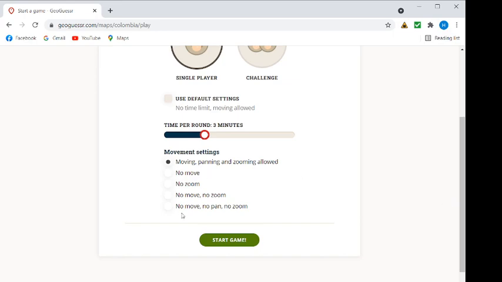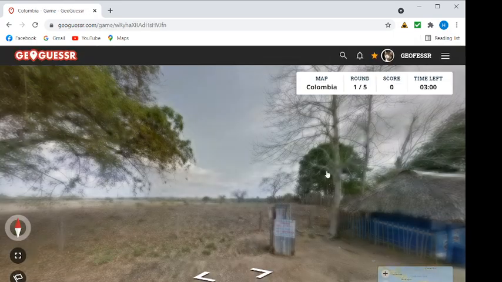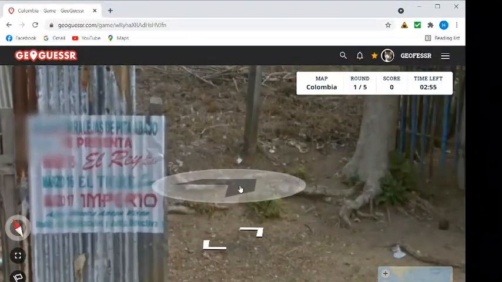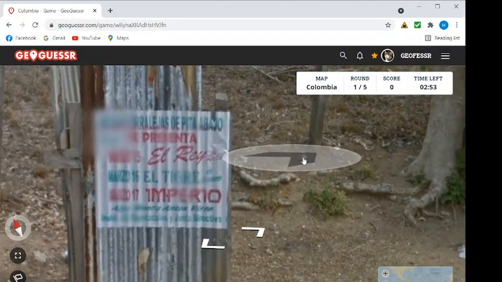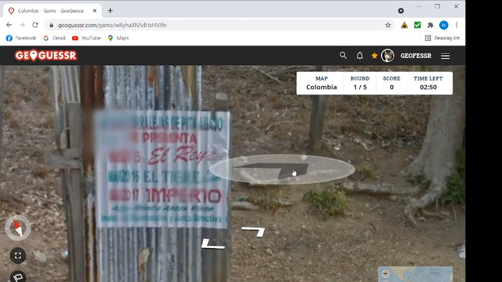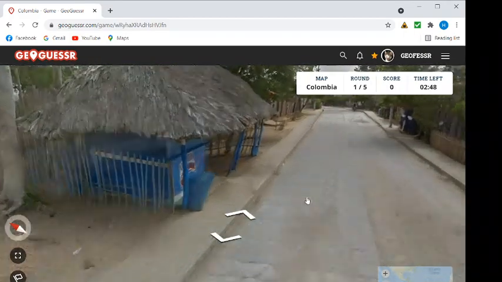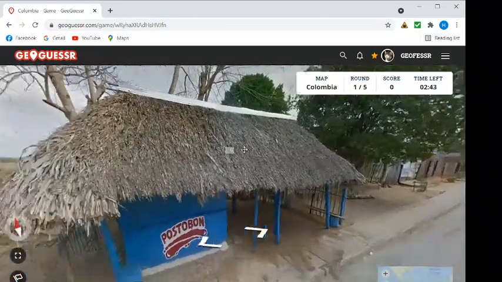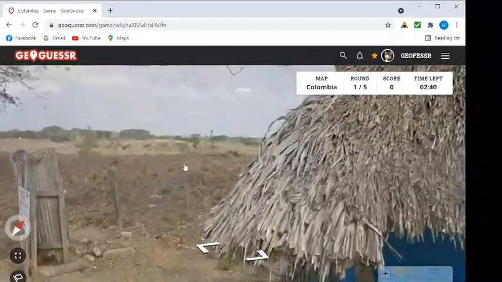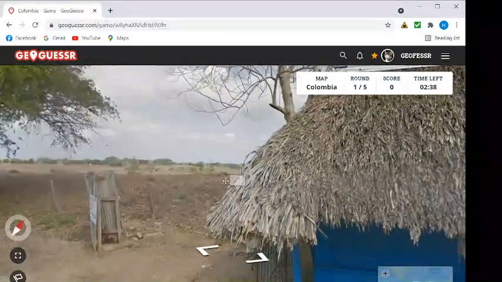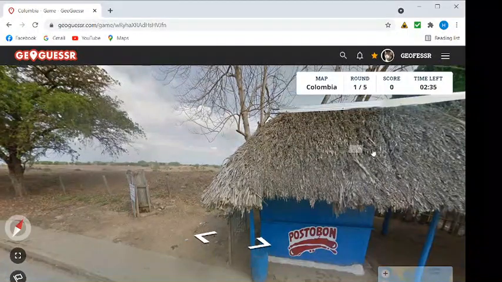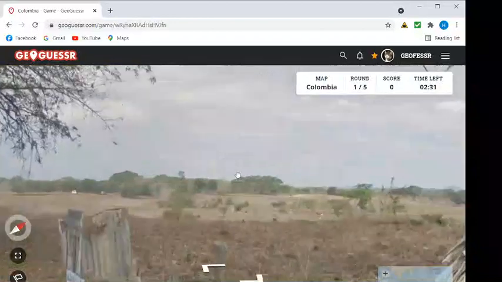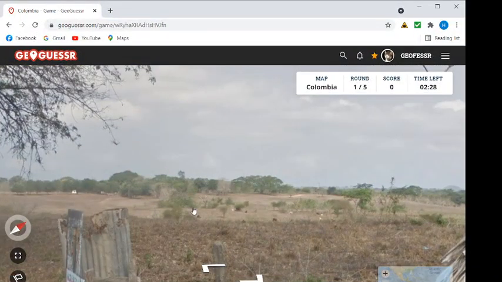So I've only gotten a high of like 16,300 points, which is a silver, but I haven't gotten a gold on this country. Let's see, El Tigre, Imperio, Postobon. Okay, we have a thatched roof here. Oh, this is Guajira. That I've seen. First of all, Guajira is the only part of Colombia that looks like this.